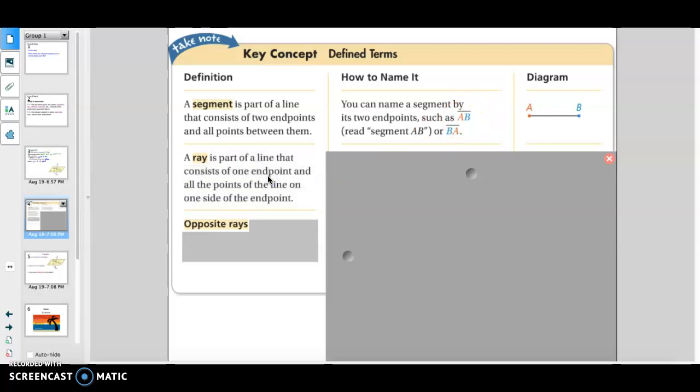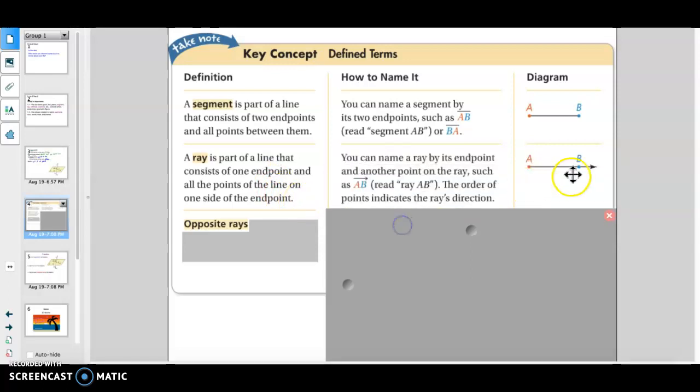Then a ray is a part of a line that consists of one endpoint and all the points in the line on one side of the endpoint. Specifically, it's like an arrow pointing in one direction. So it's going to have a point at one end and then an arrow on the other end. Think about it like a sun ray. Here's the sun, and that's staying put, and then rays are going out from it, going on forever.